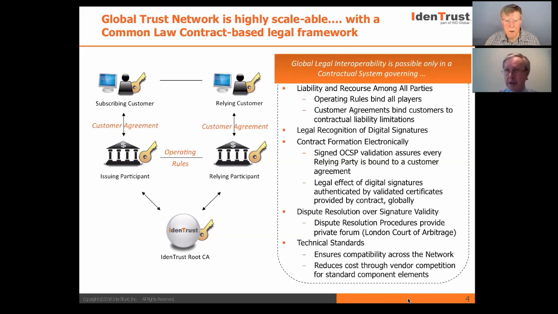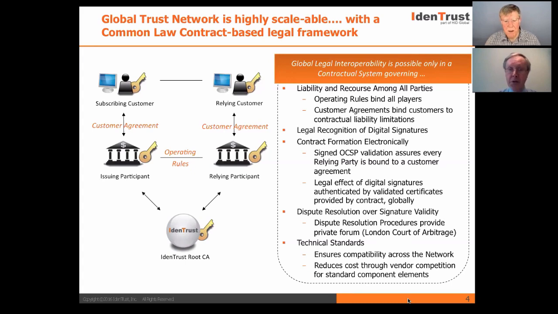So the message behind this is that the customer and the bank are the ones who work together, and they happen to use a common scheme with a set of common operating rules that effectively guarantees the interoperability across borders, across industry sectors, and across product. And in the right-hand side, you'll see how we manage the global legal interoperability by way of a contractual system that is baked into the scheme operating rules themselves.